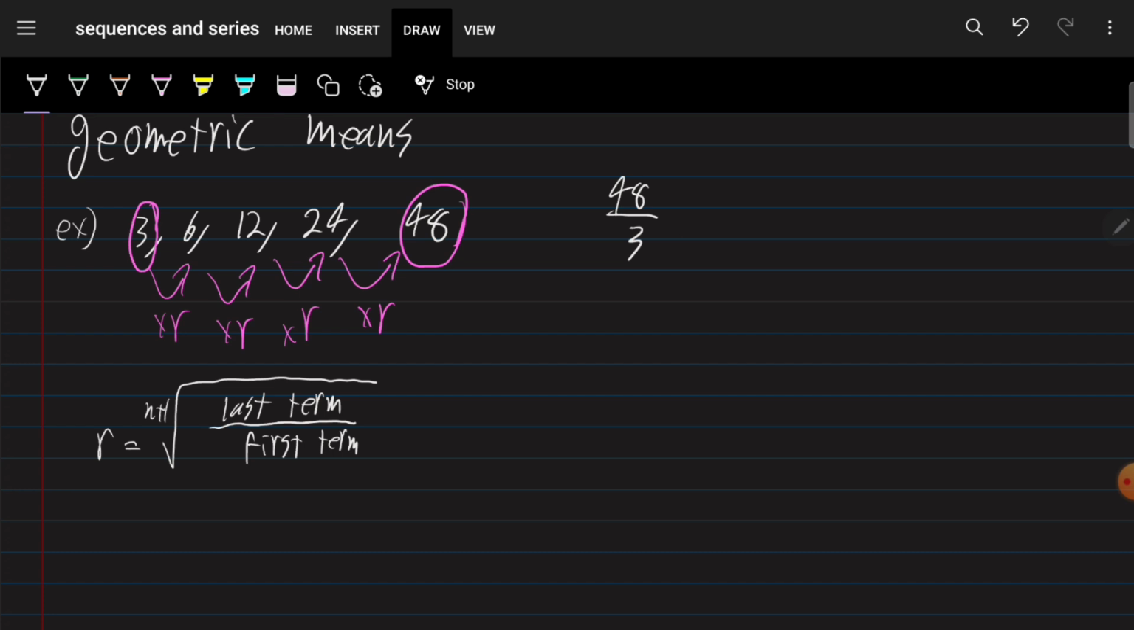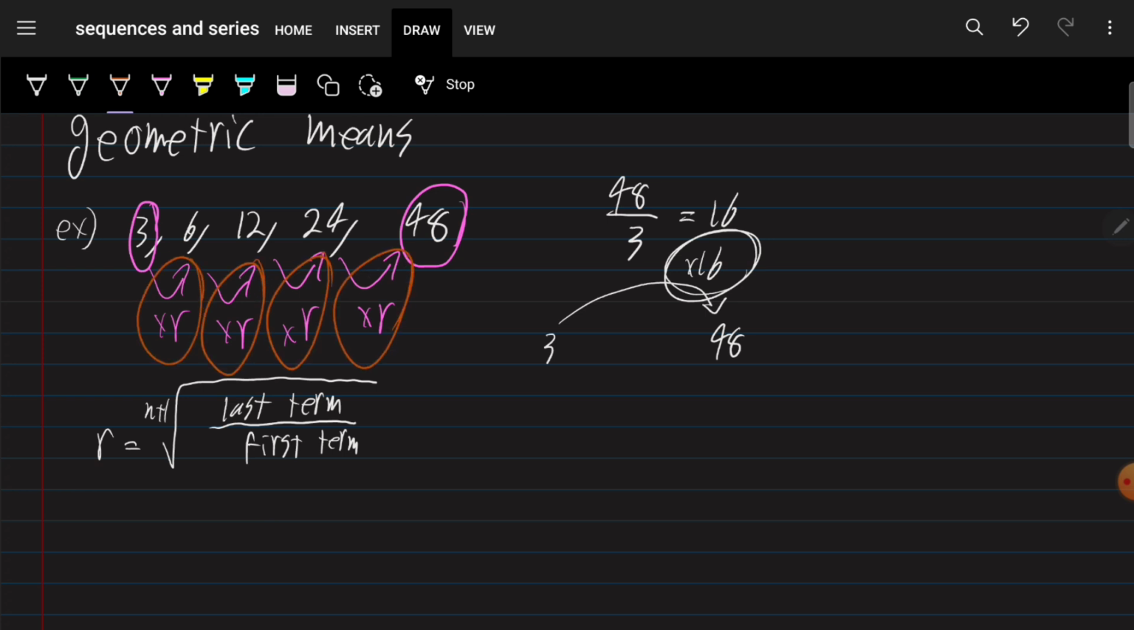So let's do 48 divided by 3. That's going to be 16. That's telling us that 3 times 16 will be equal to 48. So in order to go from the number 3 to 48, we have to multiply by 16. The next step is going to be fairly easy. We know the total multiple difference between 3 and 48 is 16, and that factor of 16 is separated out over 4 common ratios.